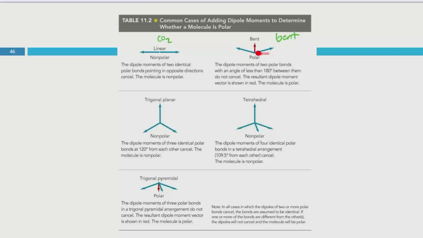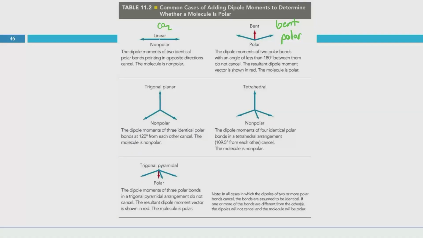The left and right components of these 2 arrows cancel out. The up component adds up. And so that'll end up being polar. If we have trigonal planar, where we've got all 3 groups the same, this is the conceptual connection that we were doing before. This is going to be nonpolar because these arrows all completely cancel each other out. Tetrahedral will also completely cancel.